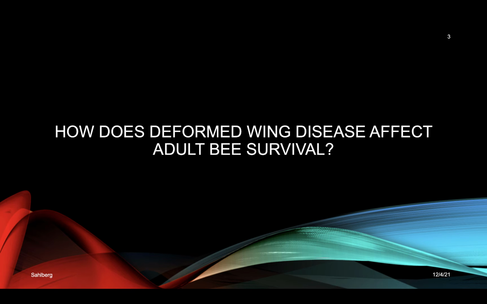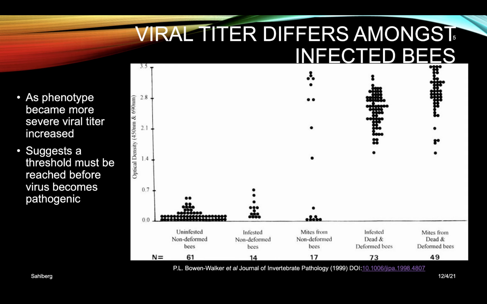This leads to the question, how does deformed wing disease affect the survival of adult honeybees? Because infected bees display a wide variety of phenotypes related to DWV, scientists wanted to look at differences between viral titers amongst adult bees and the severity of phenotype. The groups observed were uninfested non-deformed bees, infested non-deformed bees, mites from non-deformed bees, infested dead and deformed bees, and mites from dead and deformed bees.